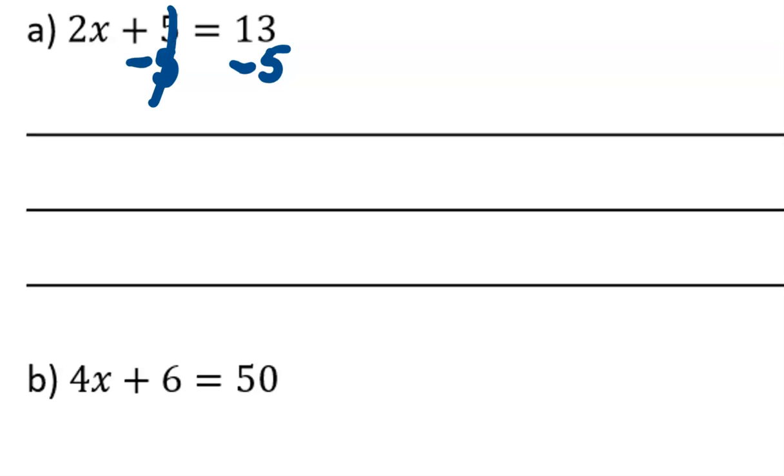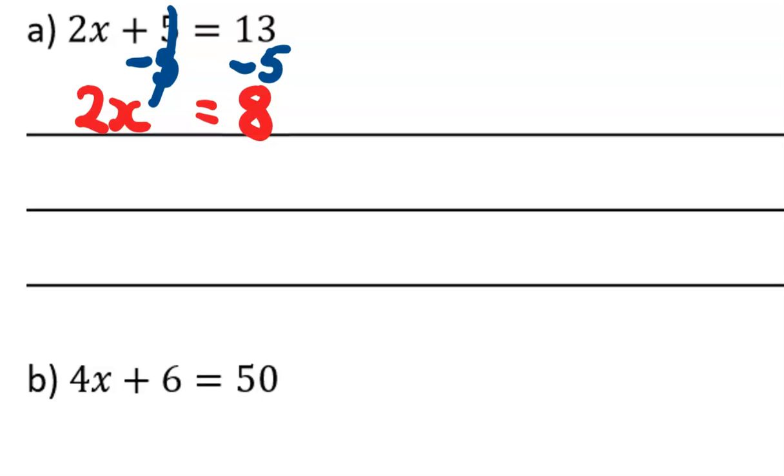Okay, so that gets rid of my 5. Now what I'm left with on this left-hand side is just the 2x. So I'm left with 2x is equal to, now on the right I've got 13 take away 5. What's 13 take away 5? It's 8. Okay, so I've taken 5 off both sides. That gets rid of this 5. 13 take away 5 left me with 8. And what I'm left with is just 2x is equal to 8.